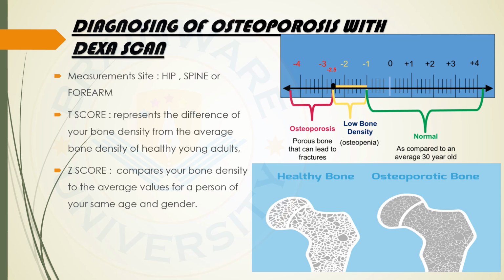So how is the T score determined? From -1 to +4, your bone density is normal. If it is lower than -1 down to -2.5, that means you have osteopenia. That means you have a pre-stage of osteoporosis, which is low bone density. And if your bone density is reduced much more than -2.5, you are considered to have osteoporosis.